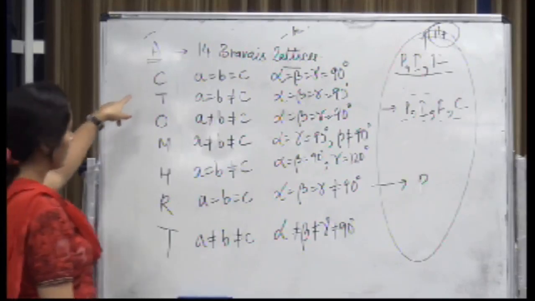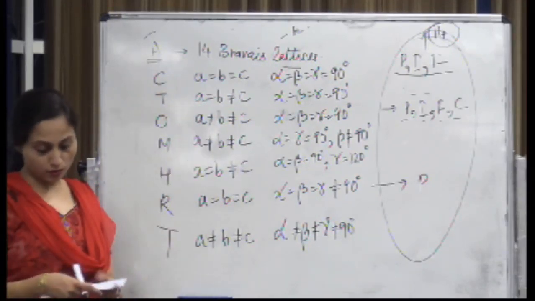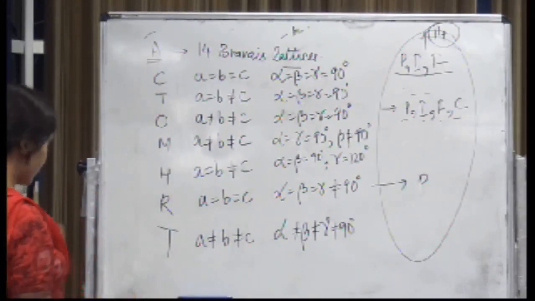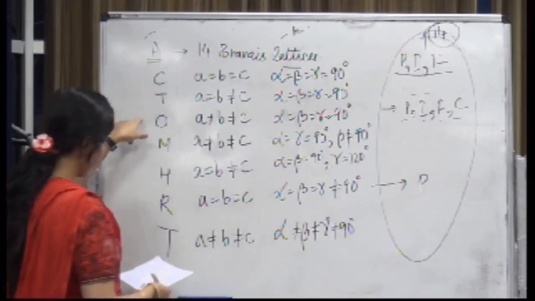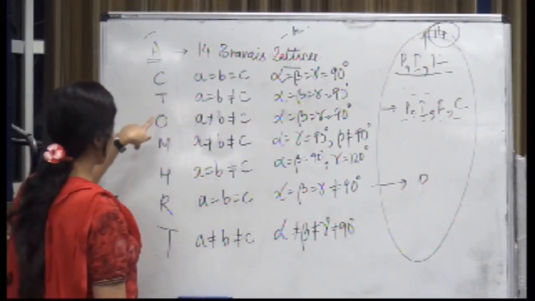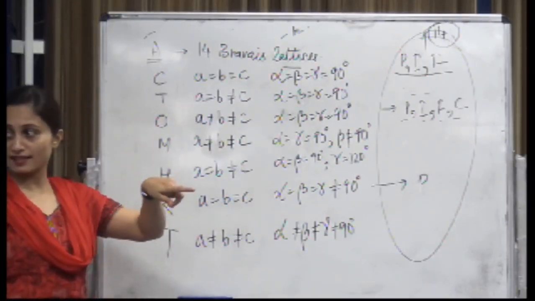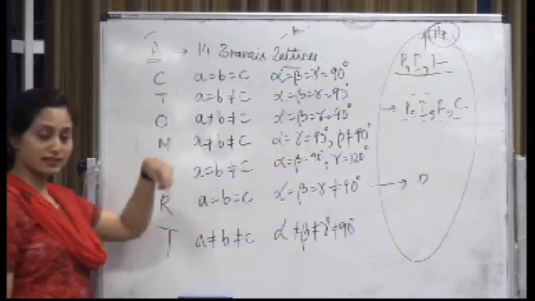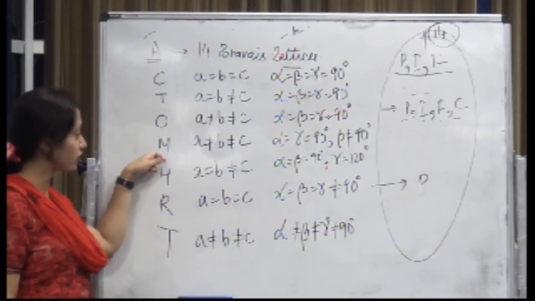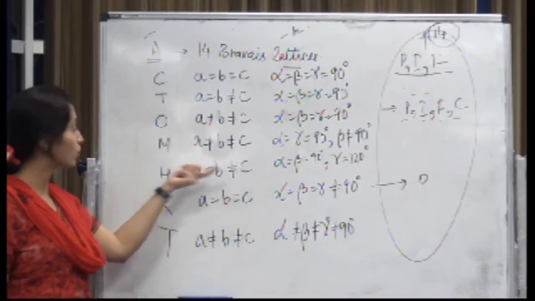For cubic, the best example can be NaCl, or you can talk about zinc sulfide, zinc blende, copper. Then for tetragonal you have tin and tin oxide as an example. For orthorhombic you can have rhombic sulfur as an example, because sulfur has different forms. It has rhombic sulfur also, and monoclinic sulfur is also there. So for monoclinic, again you remember one example for sure, that is monoclinic sulfur.